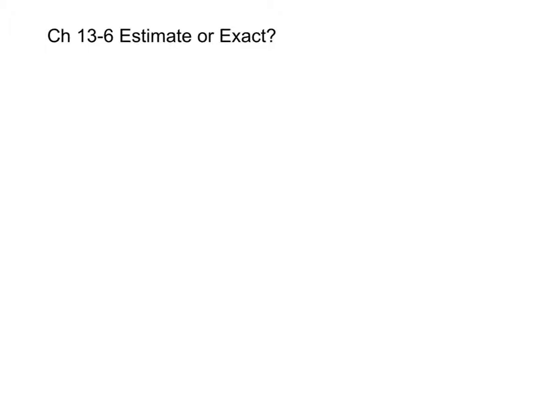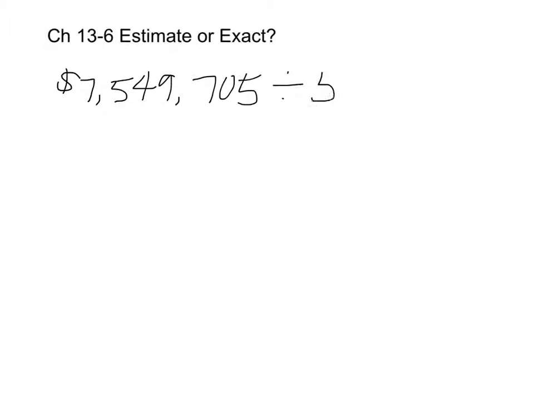Now, if you're finding an exact answer, basically you're going to take the dollar amount, $7,549,705, and divide it by 5, because they're going to divide up the payments over 5 years. So they have to pay a certain amount every year, okay? And when you do that, the answer is $1,509,941. So that gives you an exact answer.